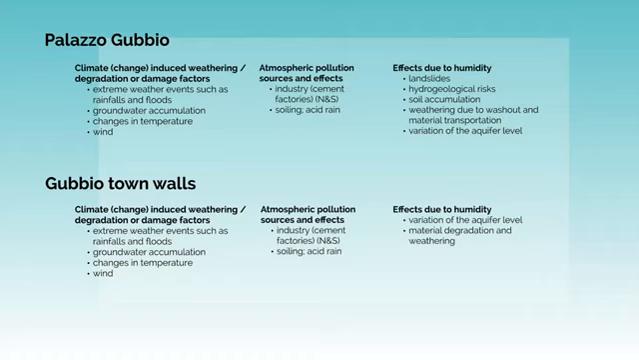Nowadays, mostly hydrogeological risks, intensified due to a changing climate, endanger the town, while increased torrential rains and humid soils present one danger. Buildings and structures in the old town of Gubbio suffer from the effects due to climate change coupled with air pollution. The chosen test sites are the Palazzo Gubbio, located in the center, and the Gubbio town walls.